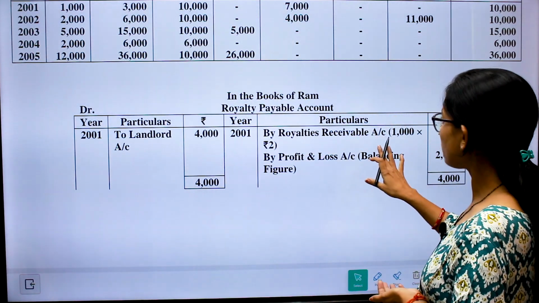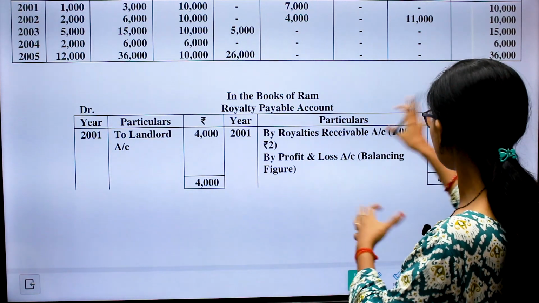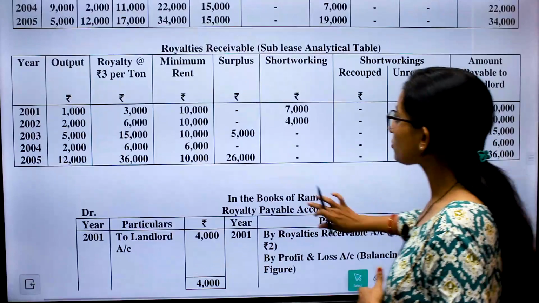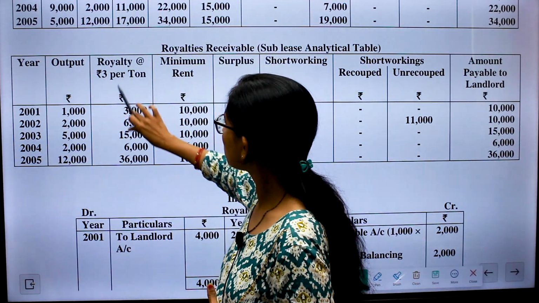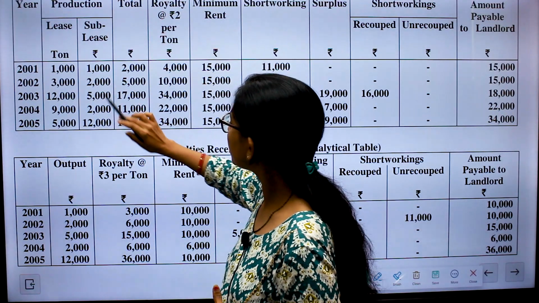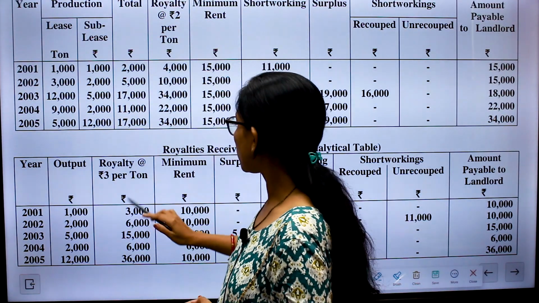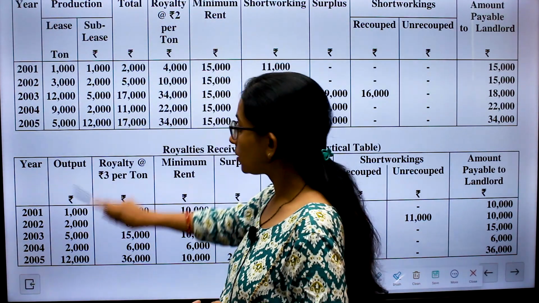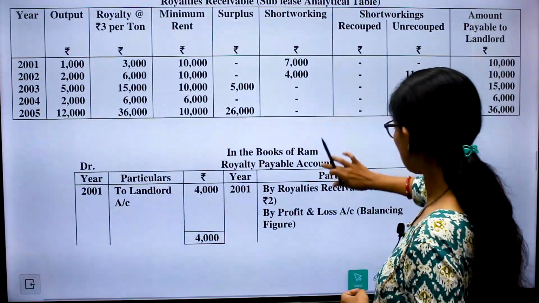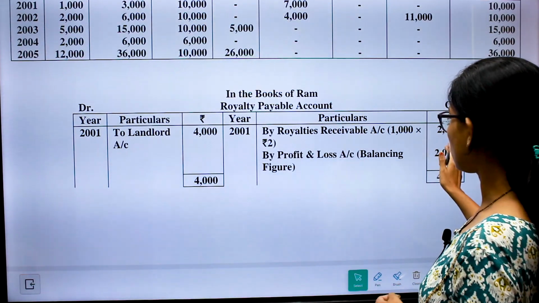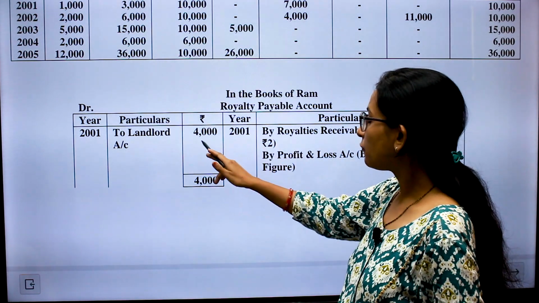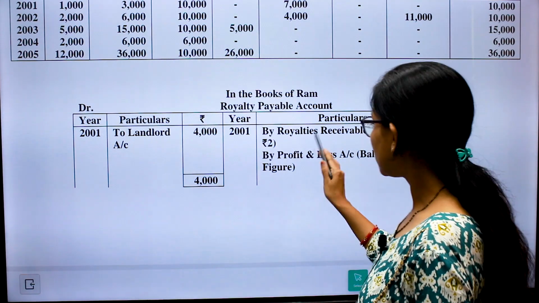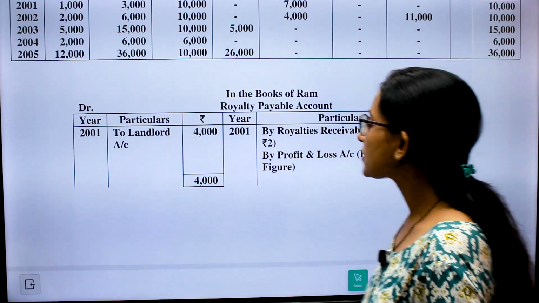And he has also received money from Gopal. So how much he has received, that we will credit, because in his account it will be credited. He has received 1,000 tons into 2. The output will be Gopal's and the rate will be Ram's. 1,000 into 2, that is royalty receivable, 2,000. So he is paying 4,000 and he is getting 2,000. The balance amount will be transferred at the year end to the profit and loss account, that is 2,000. This is the first year.